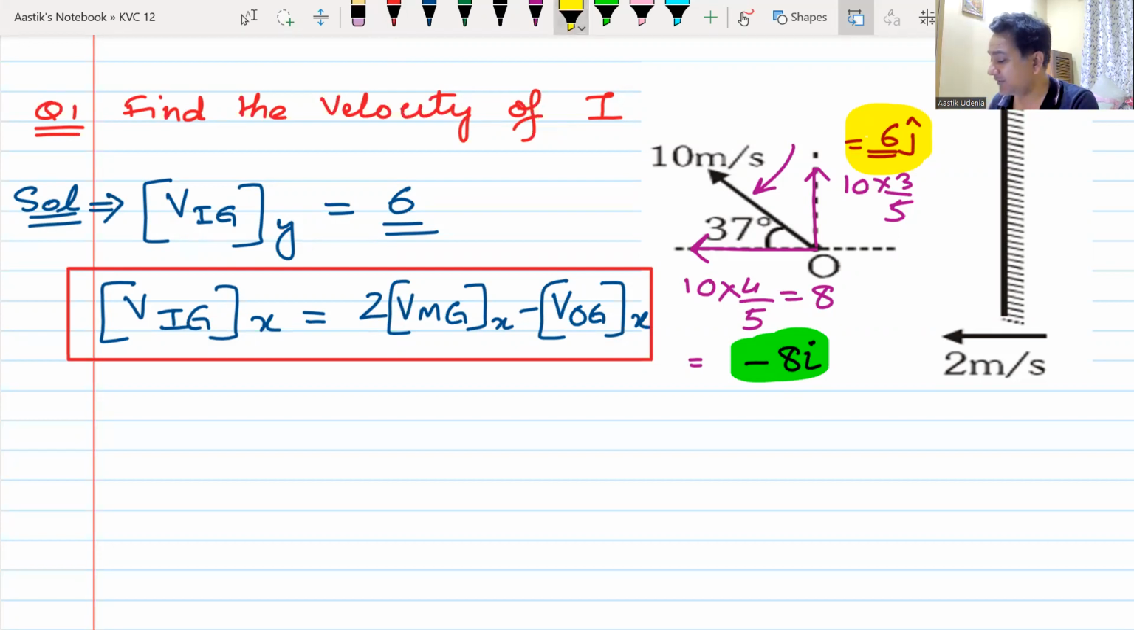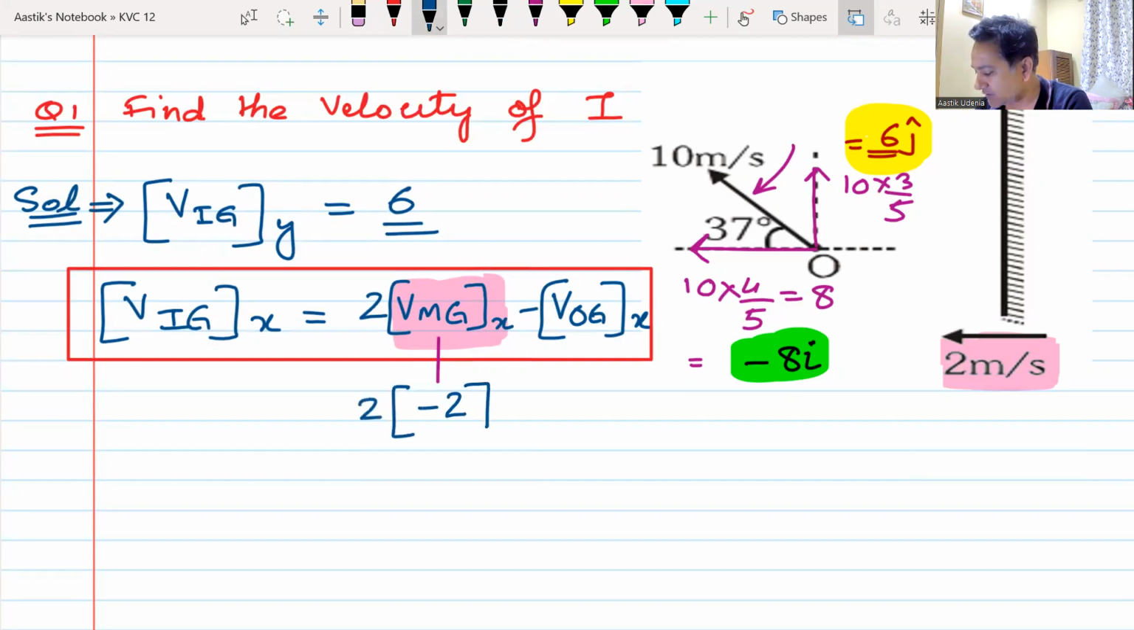So how do you do this? I mark this with pink color. Velocity of mirror with respect to ground, x component, and as you can see I can match it with this one. It is 2 meter per second in this direction. So I can simply write it as 2 multiplied by -2. Yes or no? Do we understand this? I hope all of us understand this.